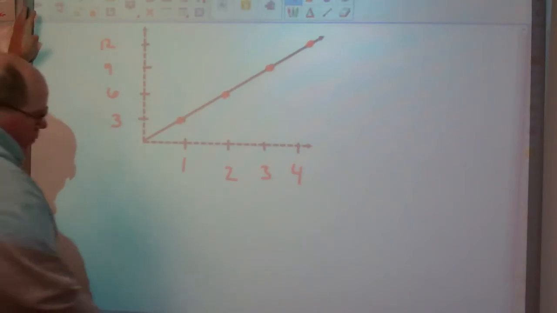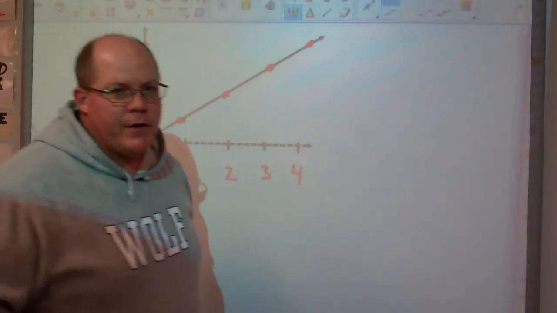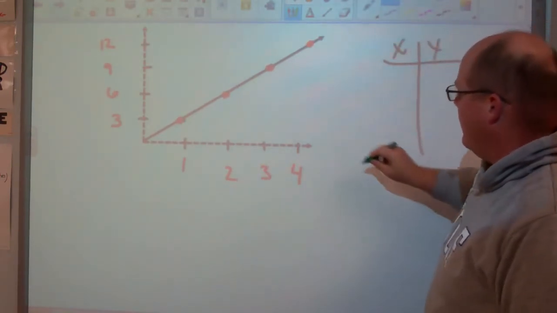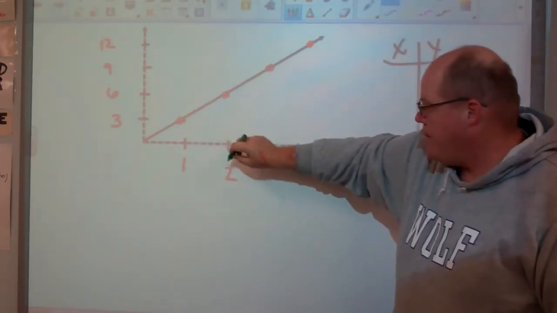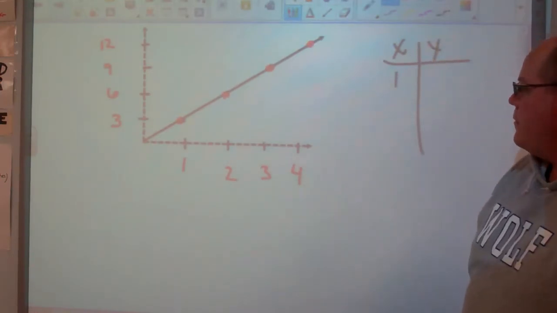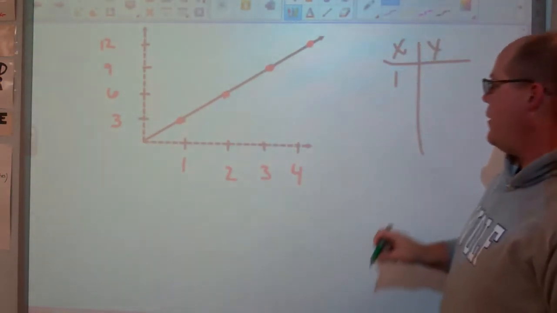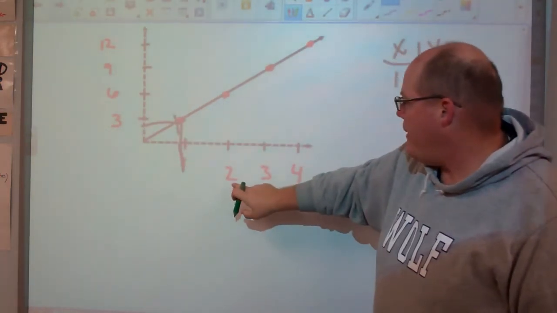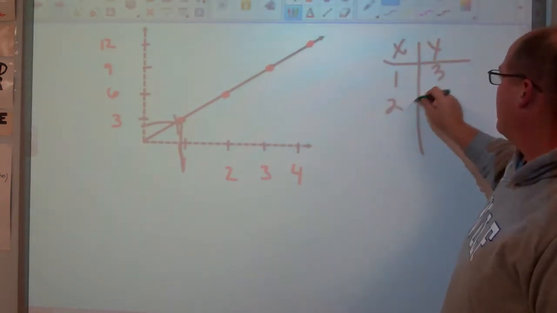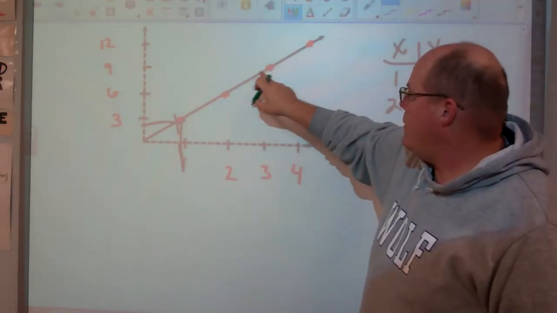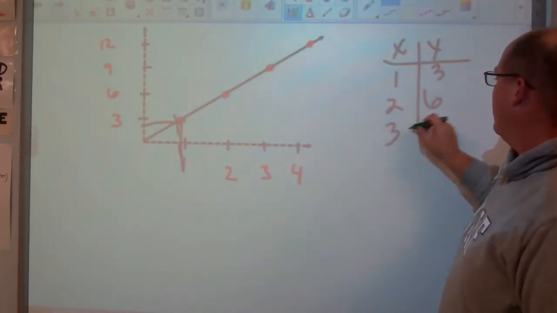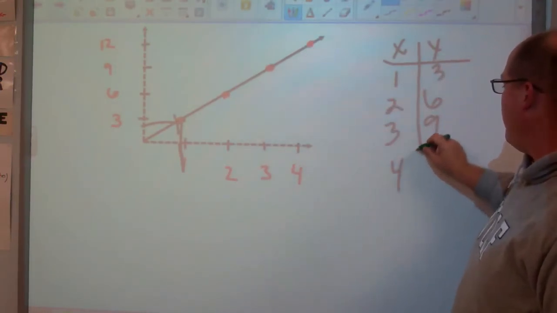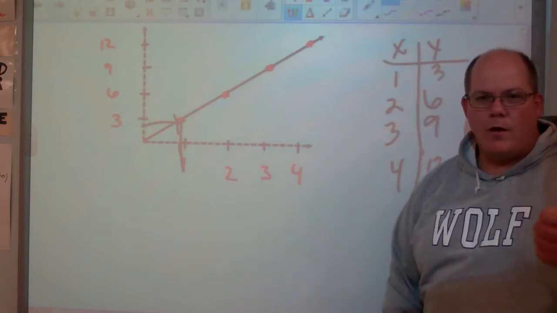So our steps. First thing we need to do is create a table. x, y. This is my x-axis. So x is 1, y is 3. When x is 2, y is 6. When x is 3, y is 9. When x is 4, y is 12. Okay, so step 1 was create my table.